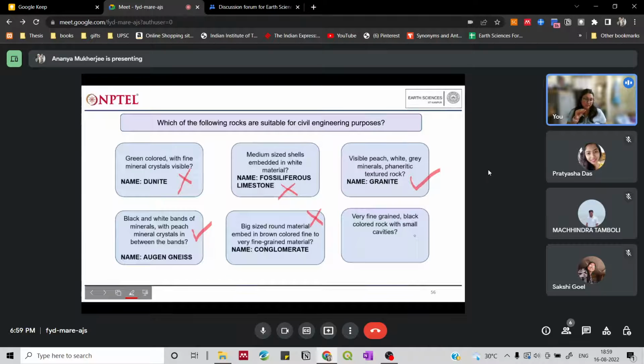Now the next rock that we have, suppose it is very fine grain and it is black colored with small cavities, okay. This can again be either an igneous rock, a sedimentary rock, or a type of metamorphic rock which looks similar. But for sedimentary and metamorphic rock, black colored rocks usually show different bands, but this one does not have bands, okay. And this also comes with small cavities. Suppose this is a vesicular basalt. The small cavities that are present are called vesicles, okay.